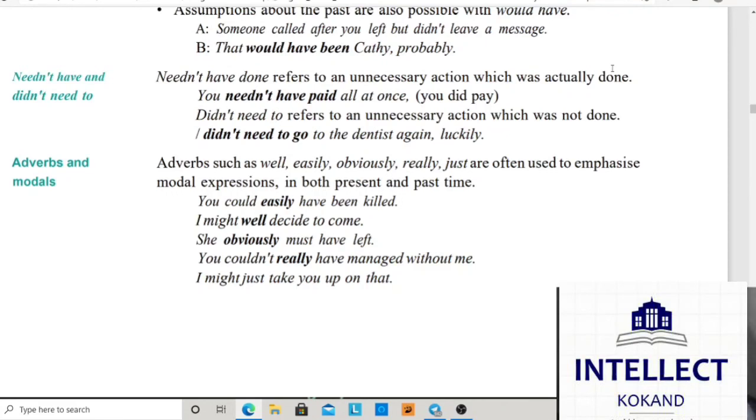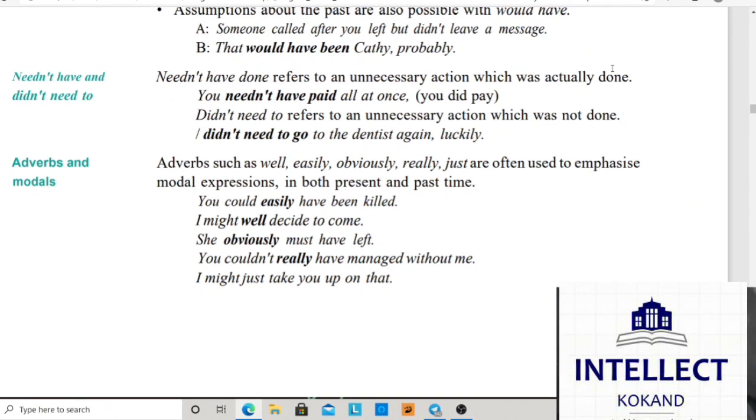Adverbs and modals. Adverbs such as well, easily, obviously, really, just are often used to emphasize modal expressions in both present and past. So what is their purpose? They emphasize the modal expression, strengthen it, in both present and past. For example, you could easily have been killed. Say you did something dangerous, like crossing a collapsing bridge. You could easily have been killed.